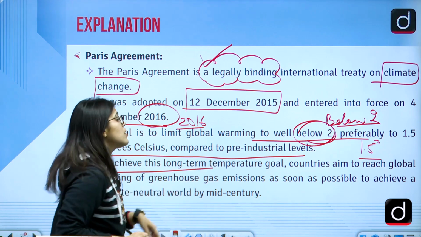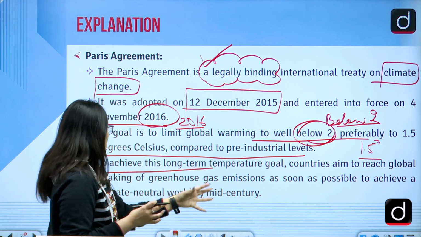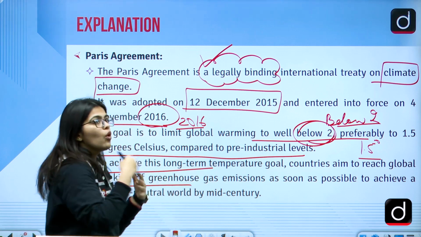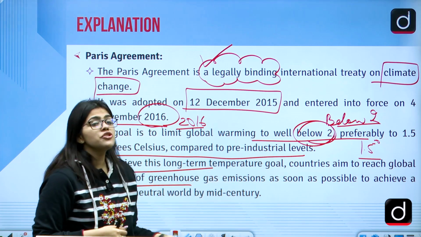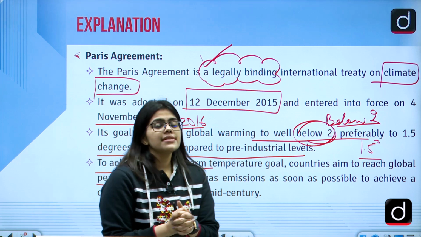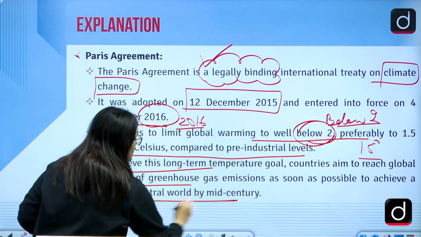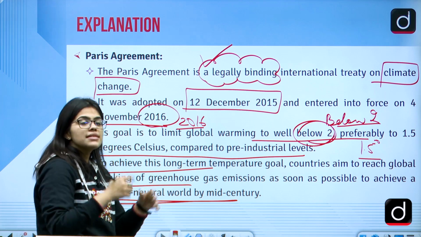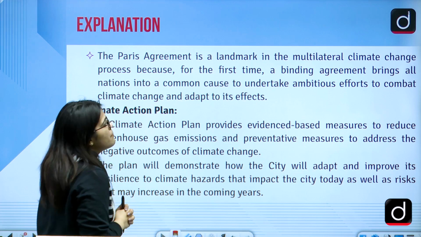Whatever the temperature was during the pre-industrial level, take it down to that level. To achieve these long-term temperature goals, countries aim to reach a global peak, because of the excess usage of greenhouse gas emissions. They came together and said that yes, we will achieve this target. So all of these are basically the targets that these countries came up with together in the mid-century to protect against the temperature rise.